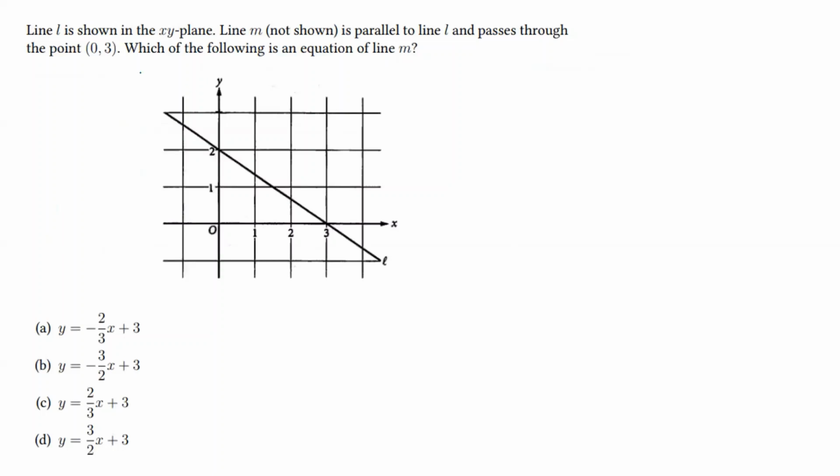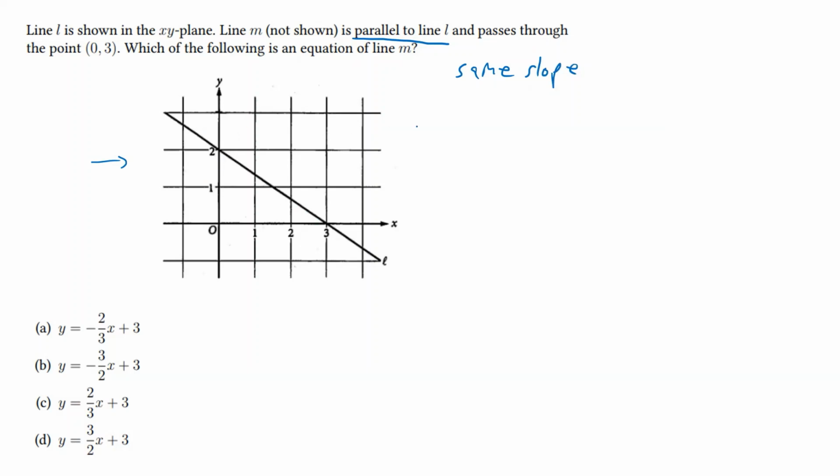Line L is shown in the xy plane. Line M is not shown, but we are told it is parallel to line L. Parallel lines have the same slope. We are first going to figure out what the slope of the given line is.